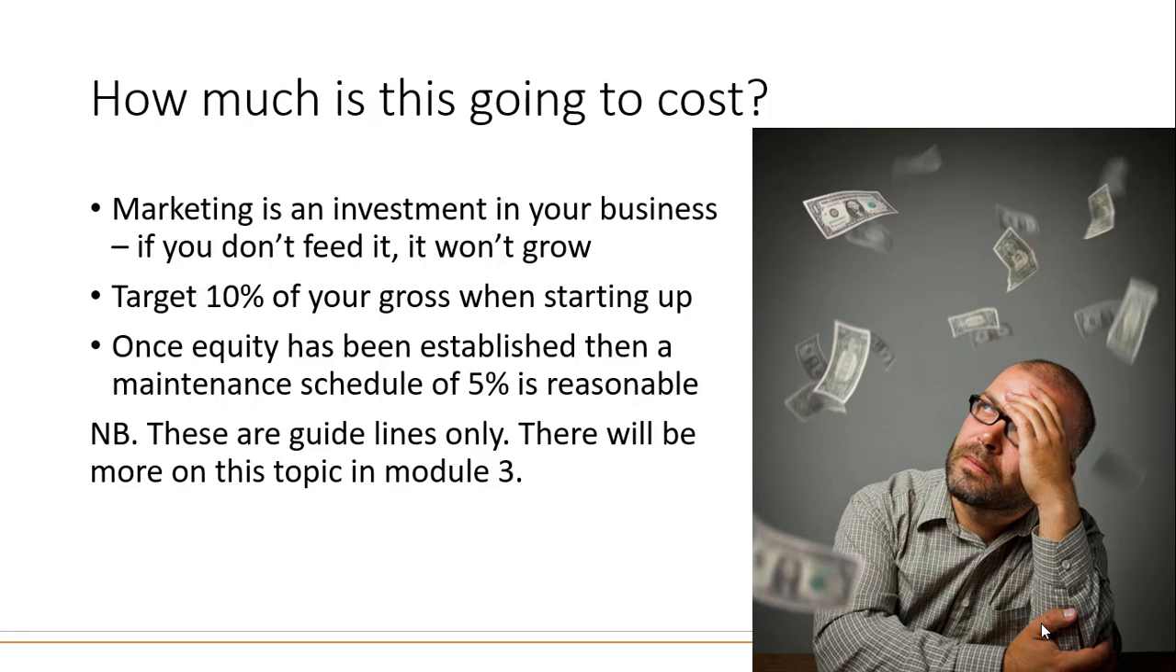All right, a starting point. People always want a starting point. That is 10% of your gross. Now, these are guidelines only, but in any business, whether you're a lawn care provider, an IT company, or an IT vendor, 10% of your gross is your starting point. Once you have some equity and firm footing in your market, you can start to move towards a maintenance schedule and slide that back to about 5% of your gross. Again, guidelines only. We're going to get a little more into it in Module 3.